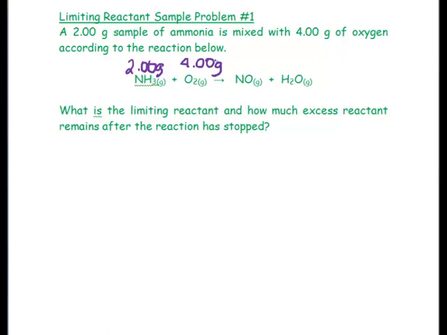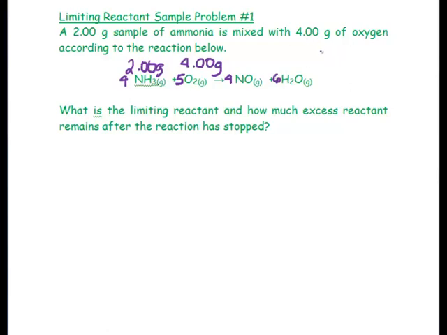Well, what else do I need to do? In order to solve any of these reaction stoichiometry problems, I need to balance the equation. And since I've already done that on the side here, I know I need a 4 there, a 5 here, 4 in front of nitrogen monoxide, and I'm going to have 6 waters. So I've got a balanced equation.